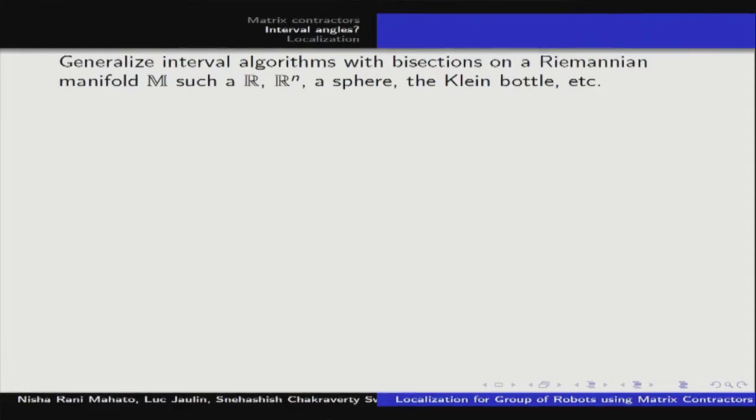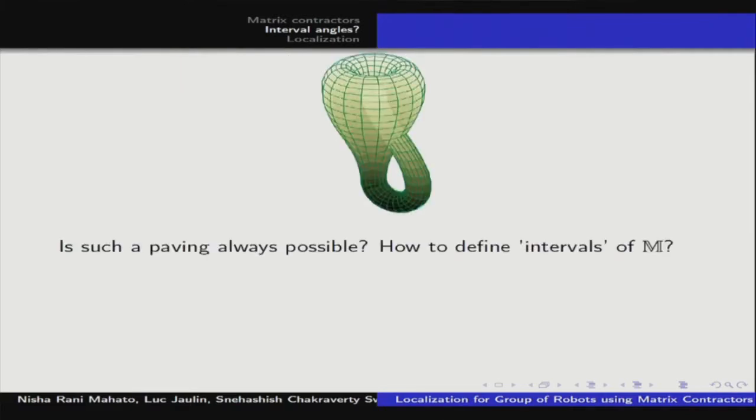And the idea is to generalize interval algorithm on Riemannian manifold. So what is a Riemannian manifold? I give an example of a Riemannian manifold, which is a Klein bottle. You can see here it's a manifold of dimension 2, because when you move on the surface, without inside and outside, it's well known. So it's of dimension 2.